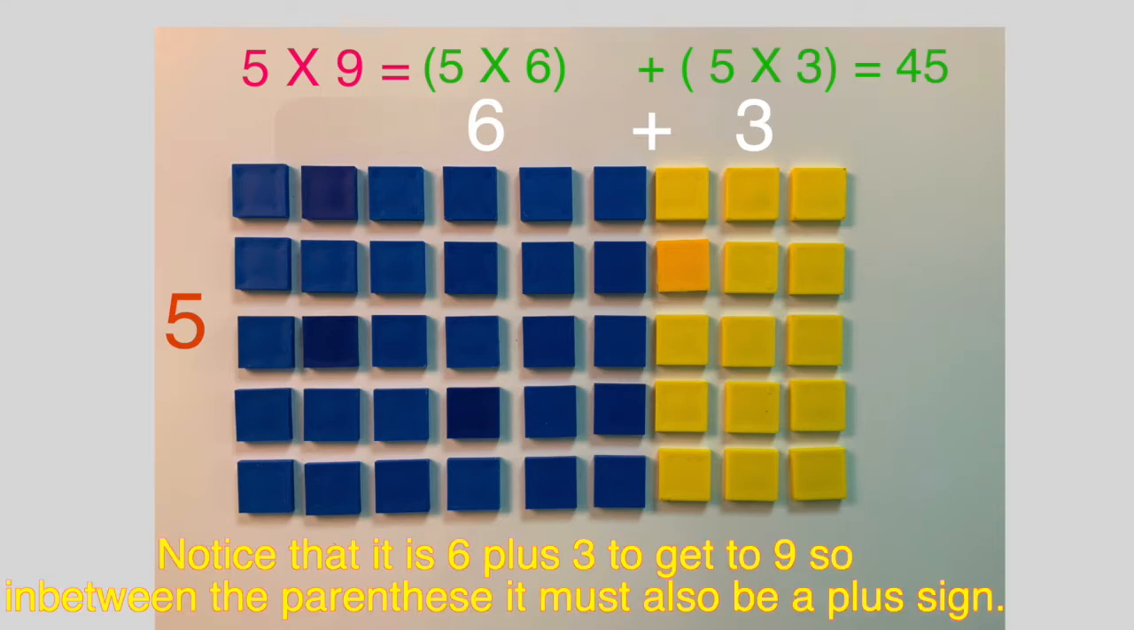Just a quick note here that what's important is notice that between the 6 and the 3, that is a plus sign. So once you are doing your multiplying, what's important is that on the test they look that it will be an addition sign, nothing else than that.